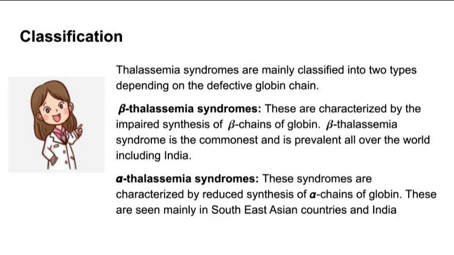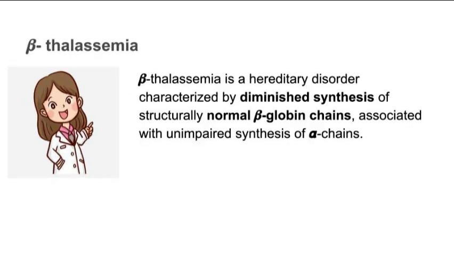Classification of thalassemia. Thalassemia syndromes are mainly classified into two types depending on the defective globin chain. Beta-thalassemia syndromes are characterized by impaired synthesis of beta chains of globin. Beta-thalassemia syndrome is the commonest and most prevalent worldwide, including India. Alpha-thalassemia syndromes are characterized by reduced synthesis of alpha chains of globin. These are seen mainly in Southeast Asian countries and India.